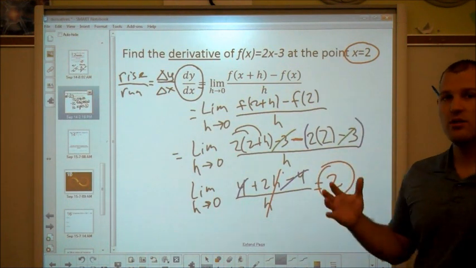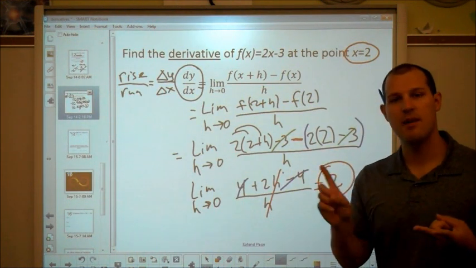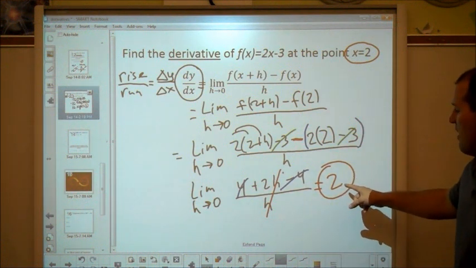The question asks for the derivative. Same thing as a rate of change. Same thing as a slope. And we've just found it right here.